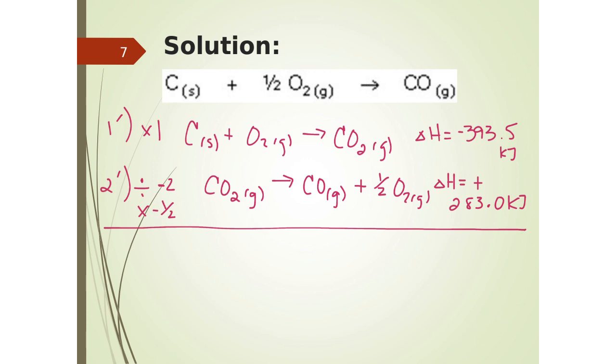So now what we do is we go through and we add up reactants and products on either side of the reaction arrow into one overall.